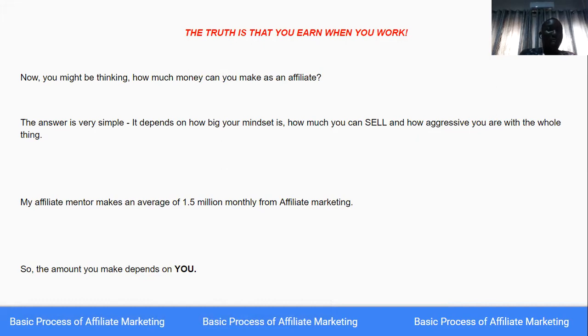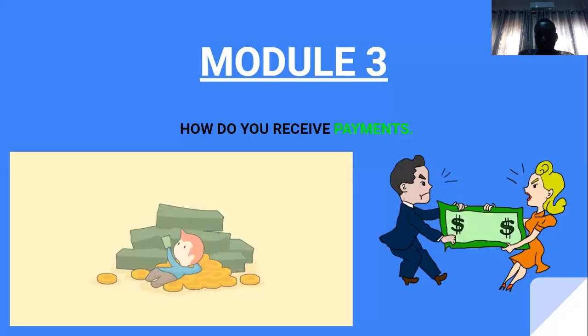I was not earning more than that. It grew up to 1 million. I was just earning just about that. Now my mindset has grown to 10 million a month, and I'm earning just about that at the moment as well. So you can make a lot of money depending on how big your mindset is. As I said, my affiliate mentor makes about 1.5 million from it monthly as a side hustle. So the amount you earn depends on you.